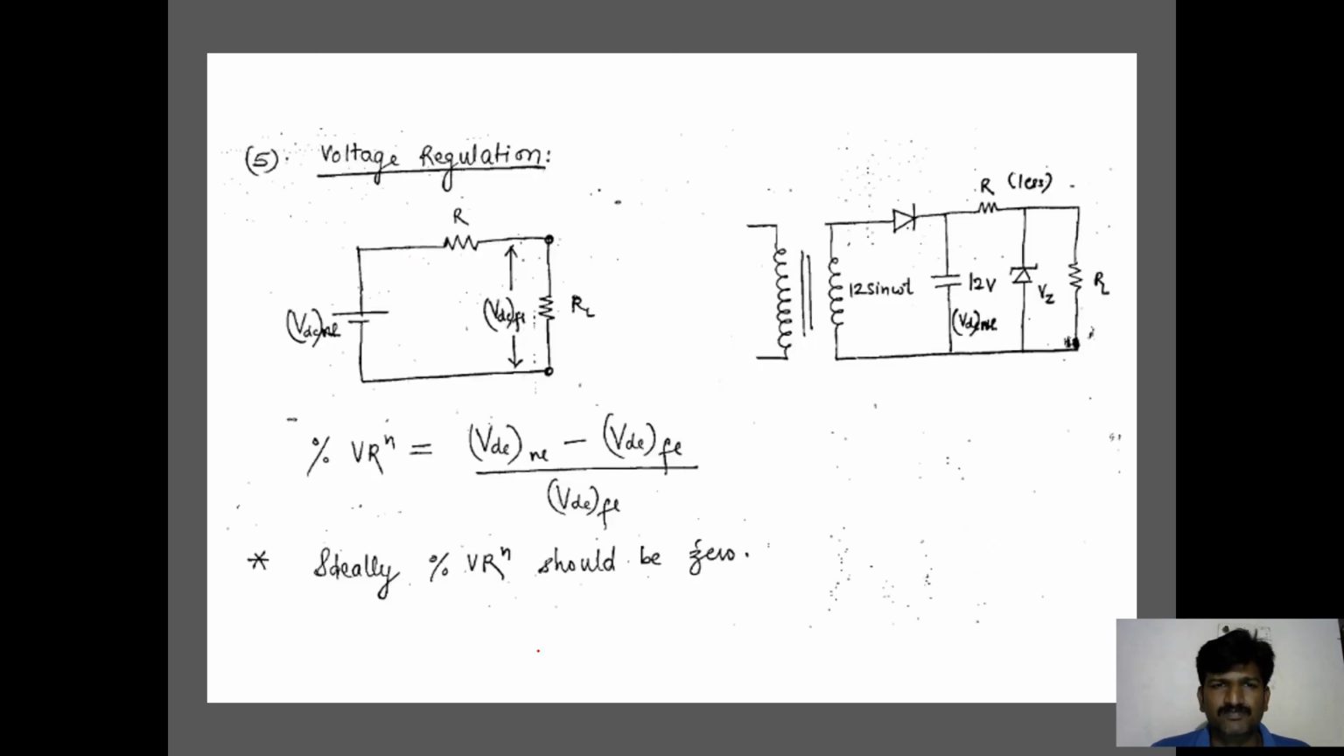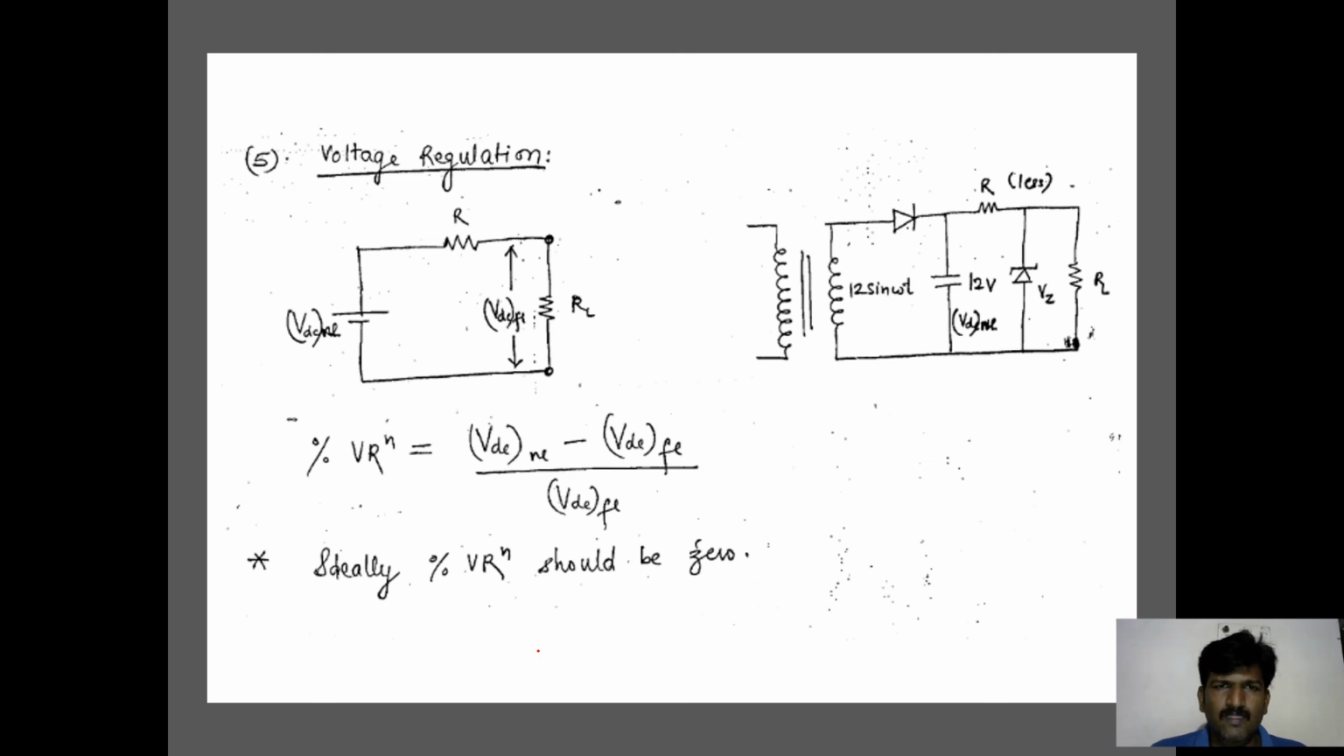Voltage regulation. It is the ratio between the difference of voltages between the no load DC voltage and full load DC voltage to the full load DC voltage. That is the voltage regulation formula. Full load means when there is the existence of the load resistor. When there is no load resistor, meaning RL tends to infinity, that is called no load.